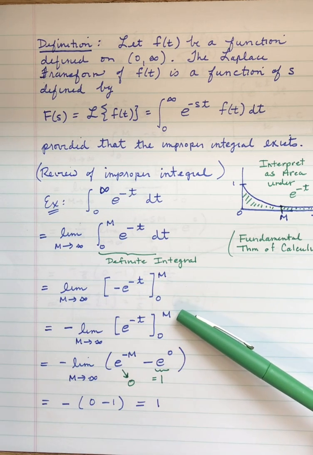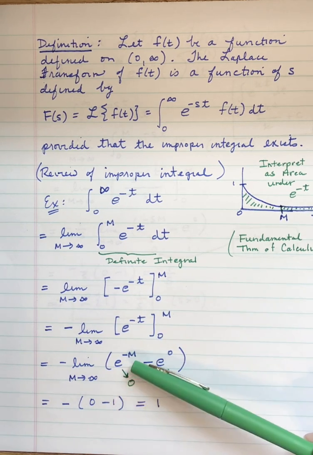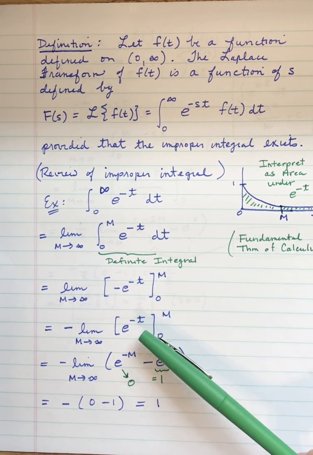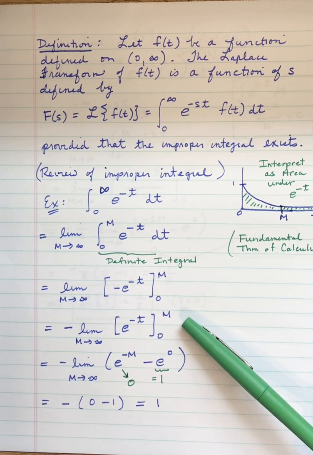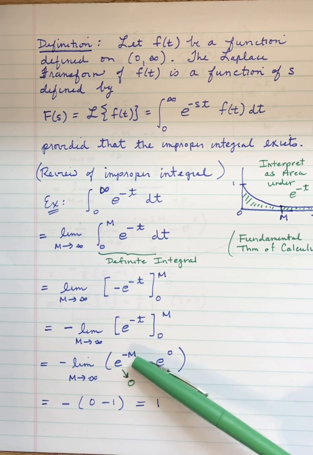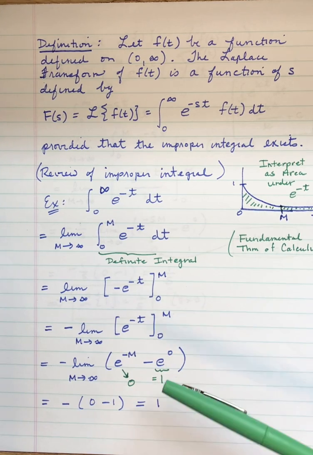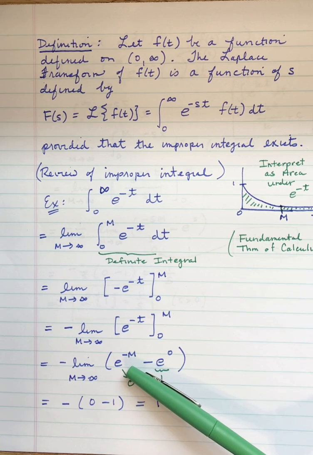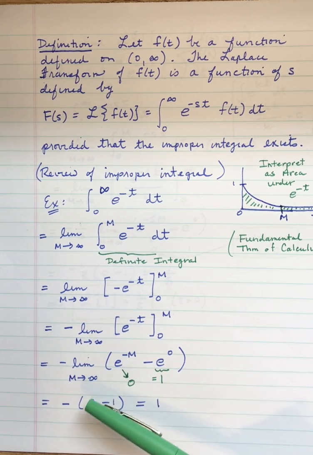So when I evaluate at my limits, I have e to the minus M. Remember, I'm plugging in these values for t. I'm integrating with respect to t. So I have M, e to the minus M. I plug in 0, minus e to the 0. Now we know e to the 0 is 1. And what happens to e to the minus M as M approaches infinity?